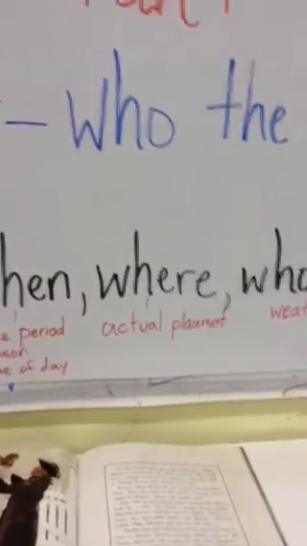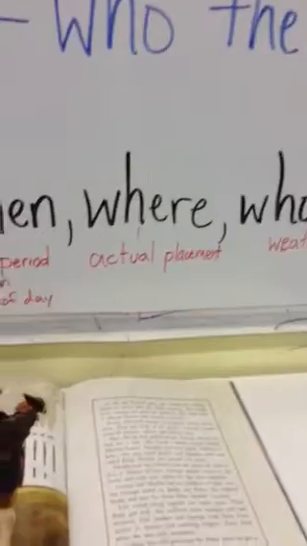The where, actual placement in the story. In the George Washington picture, we can see that they are outside, and it looks like they might be outside of a home. I see a gate or a fence. I see the top or the roof of a building. I see a water barrel. So that gives me a lot of information about where they are. So actual placement.